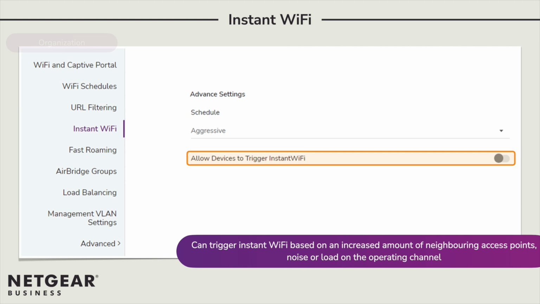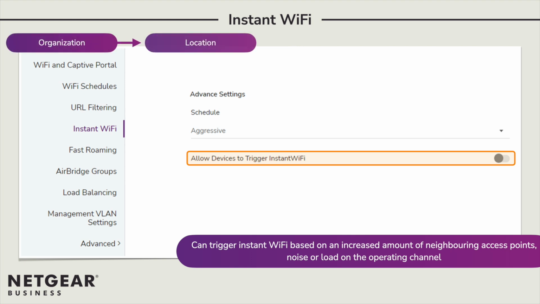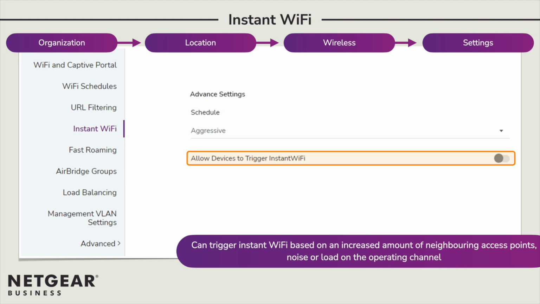You'll find these settings in Organisation, Location, Wireless, and Settings, and the Insight admin can make further changes to each channel to optimise immediately based on a schedule or from device-triggered events.